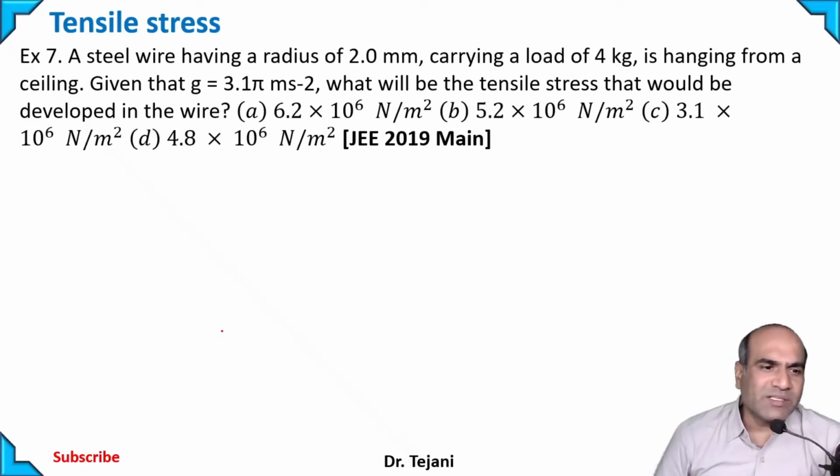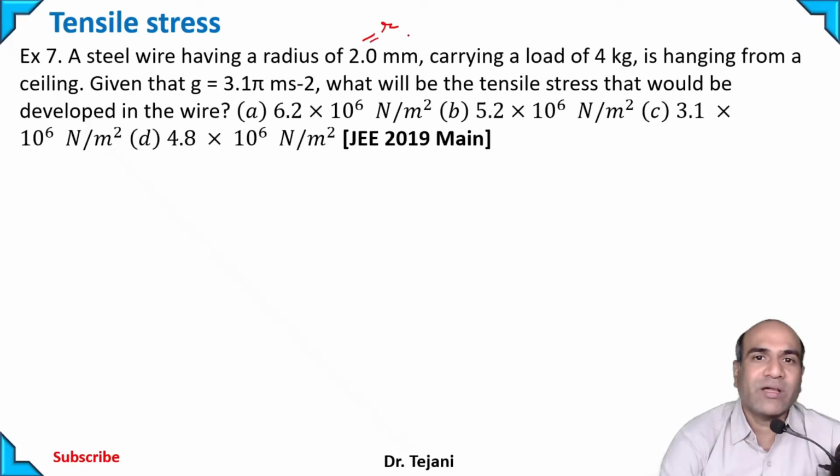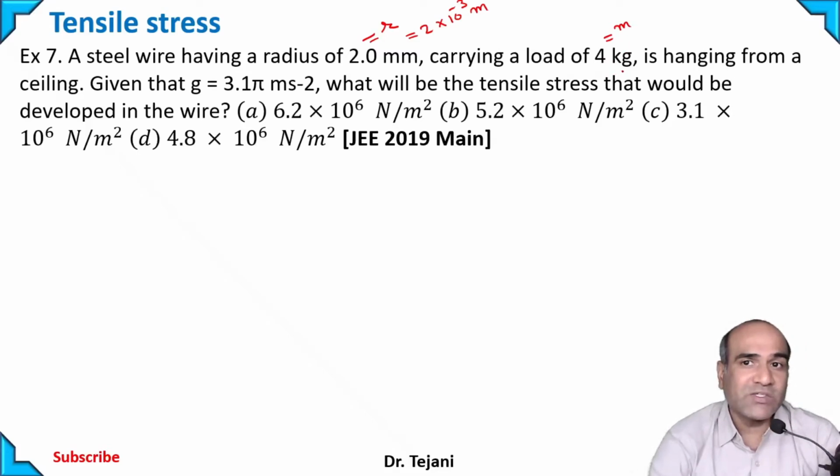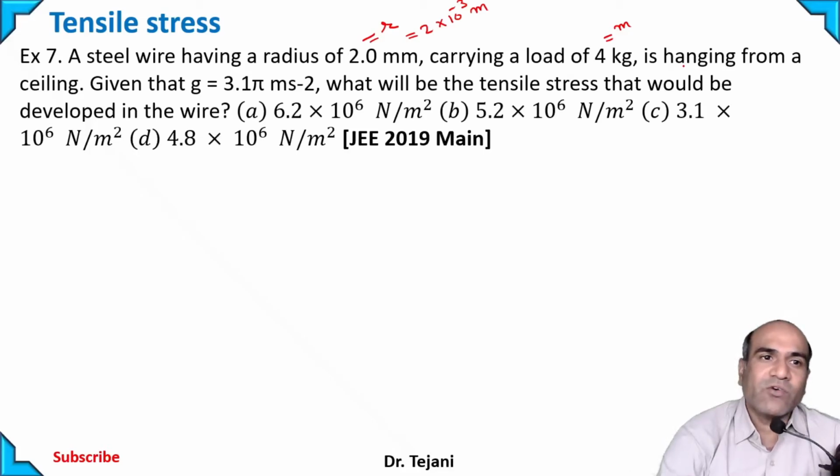We have example number 7, and again it is from JEE Main. A steel wire having a radius is given. We can write the radius in millimeters and convert it into meters, so it becomes 2 multiplied by 10 power minus 3 meter. It carries a load, that means force. Here 4 kilograms is given, so mass M is 4, and it is hanging from a ceiling.